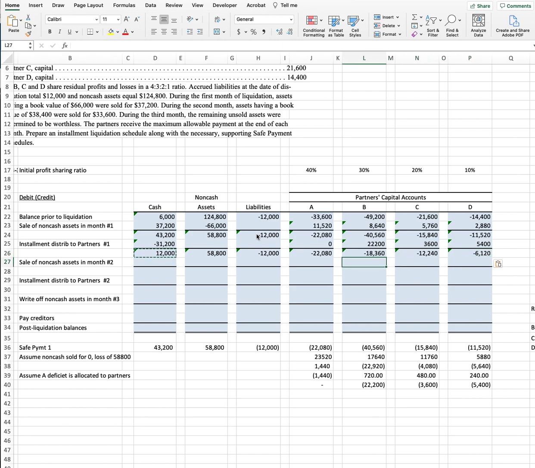Okay, now we have the sale of the non-cash assets for the second month, and so we received cash of 33,600. Non-cash assets had a book value of 38,400. And so again, we're going to do that same thing where we do the difference and allocate that to everybody.